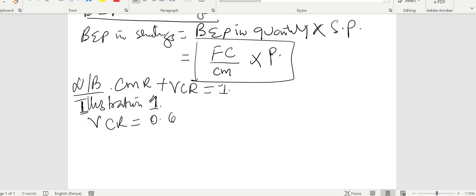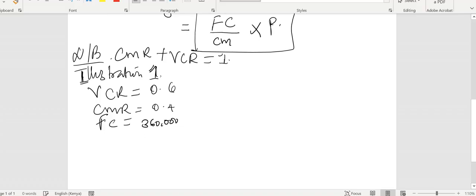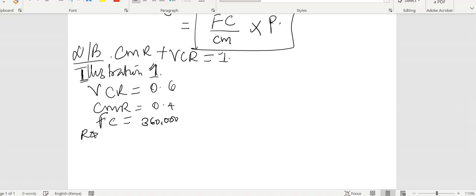So automatically, what is our contribution margin ratio? 0.4. Very good, 0.4. Contribution margin ratio there, 0.4. If the fixed cost here, we are given 360,000. Required: 1.